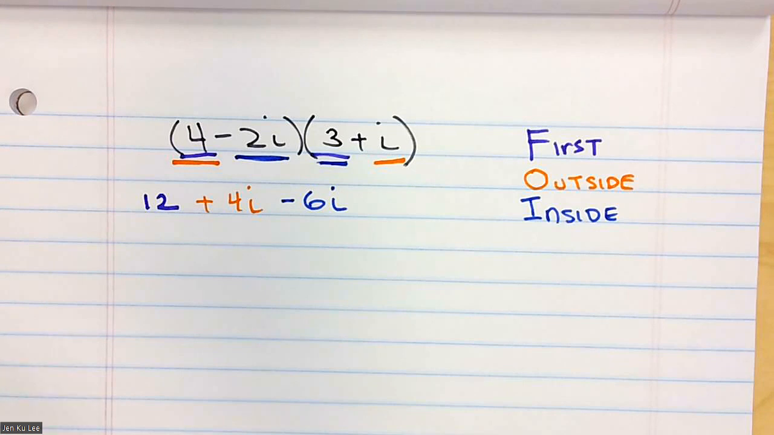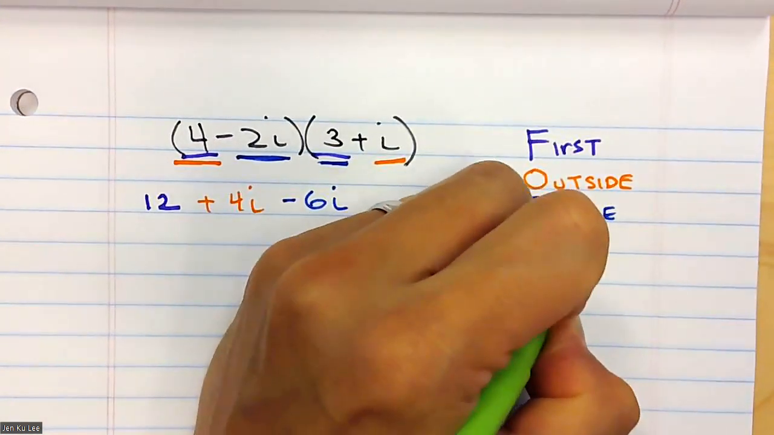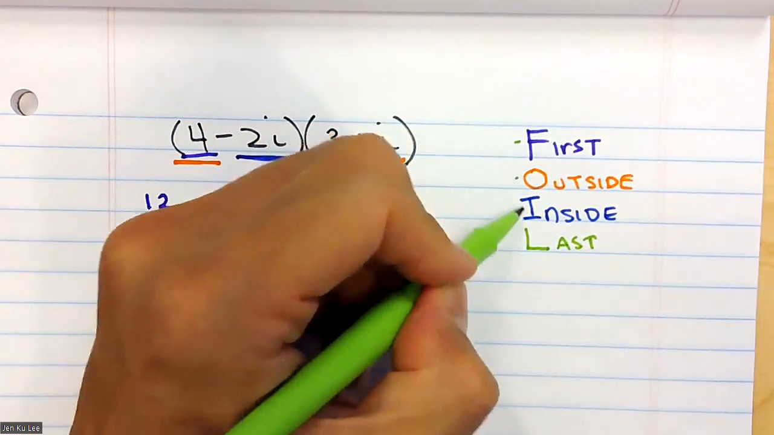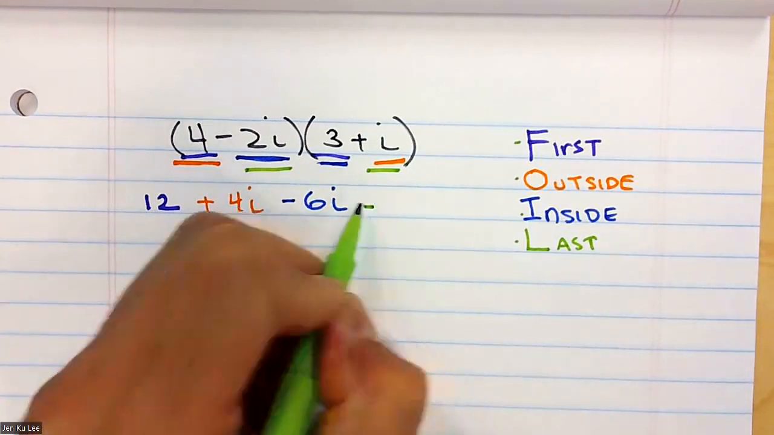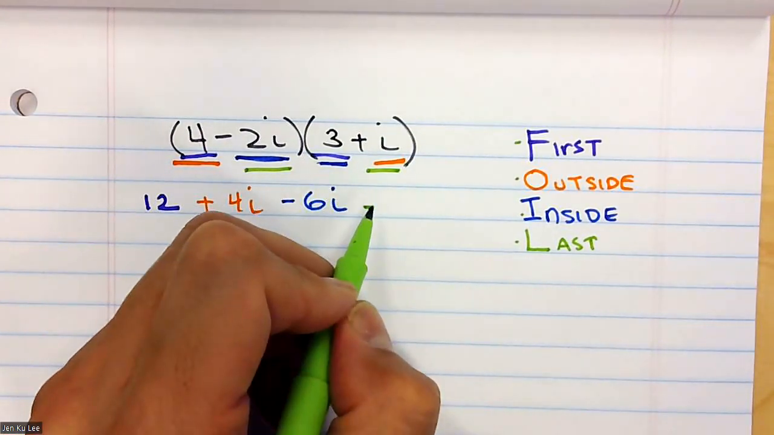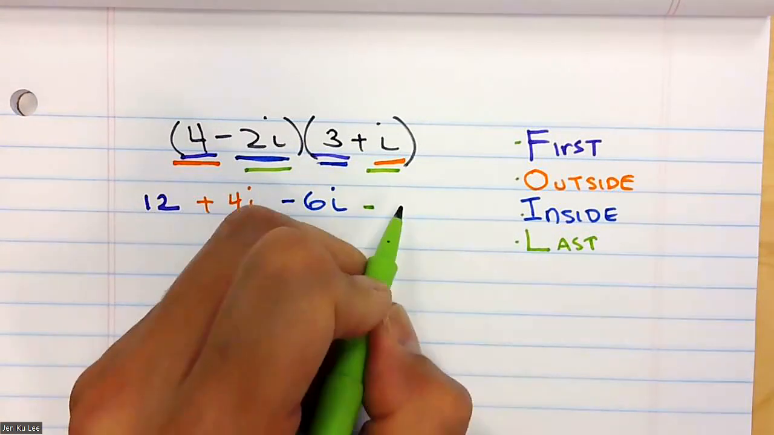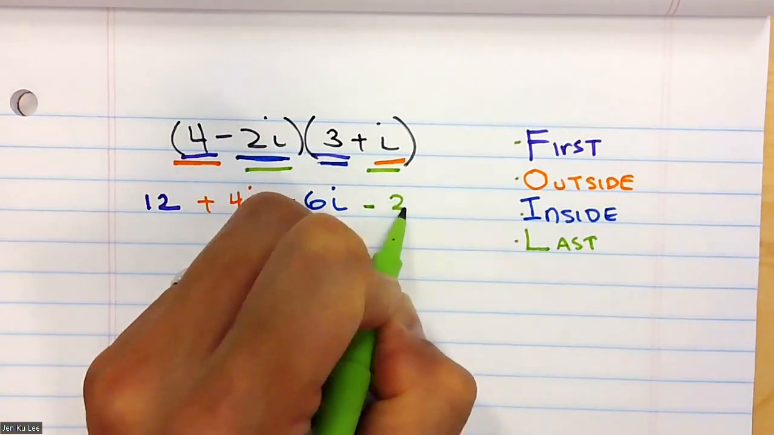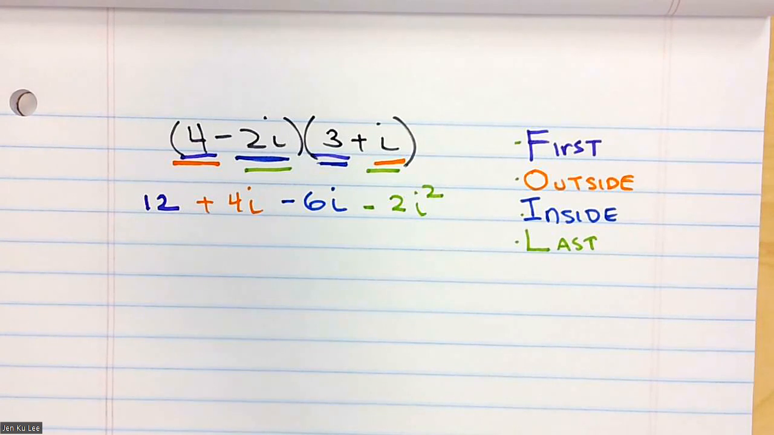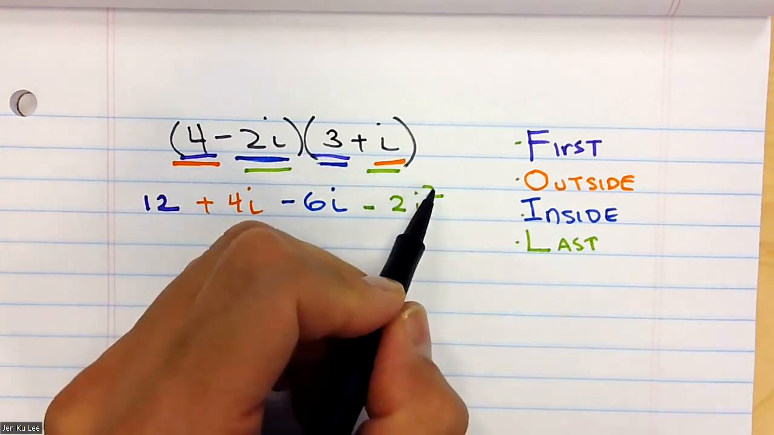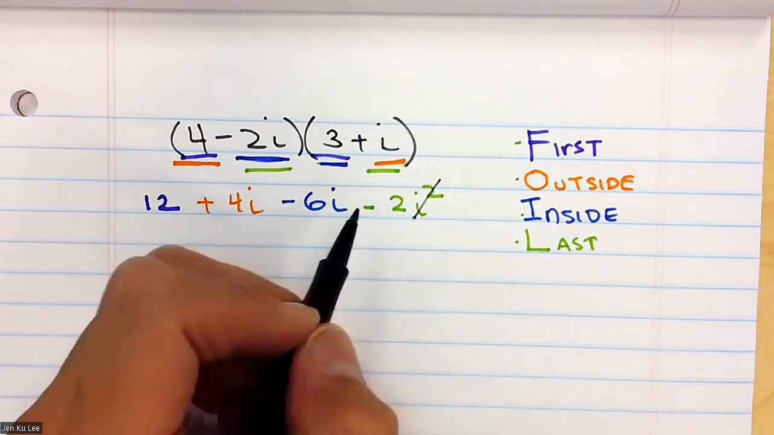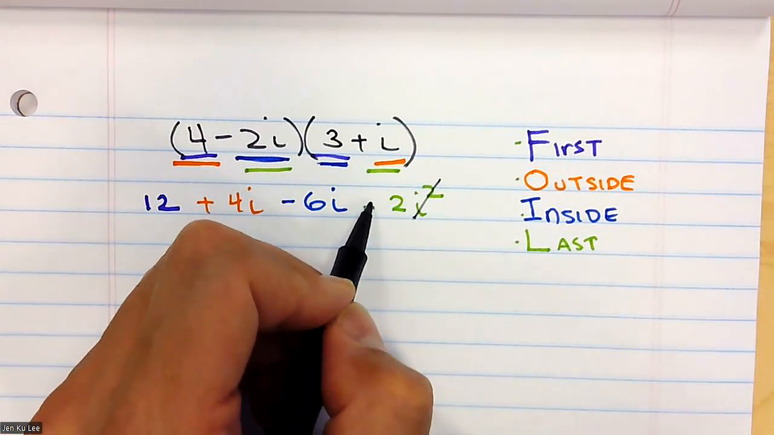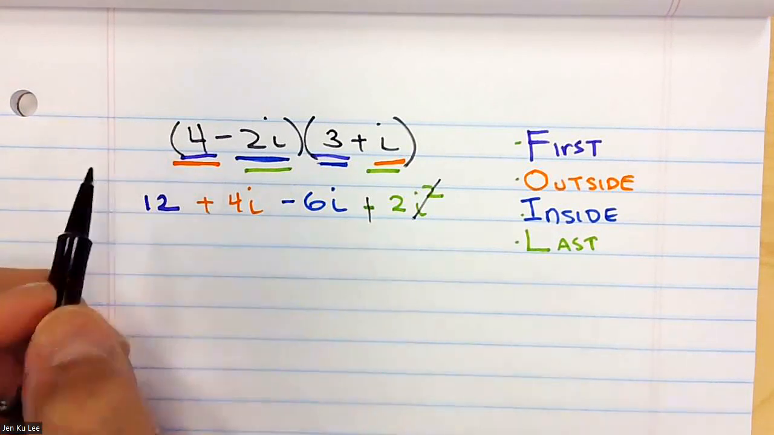And then the L in FOIL is last. So that's the last terms here and here. Negative 2i times positive i is negative 2i squared, right? So I see an i squared. Remember, whenever you see an i squared, that's negative 1. So negative 2 times negative 1, or just switch the signs. Just switch the signs.